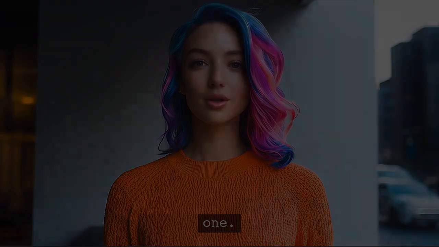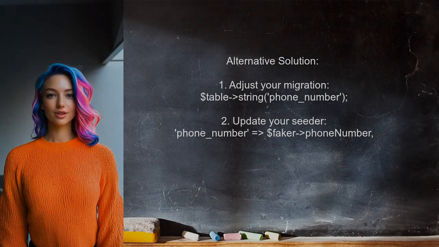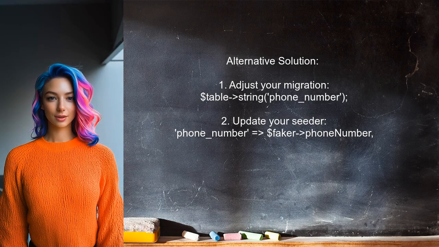Let's explore another one. One user suggests a straightforward solution to your issue. They recommend adjusting your database migration to define the phone number column as a string. This way, it will accommodate the generated phone numbers without any extra characters.